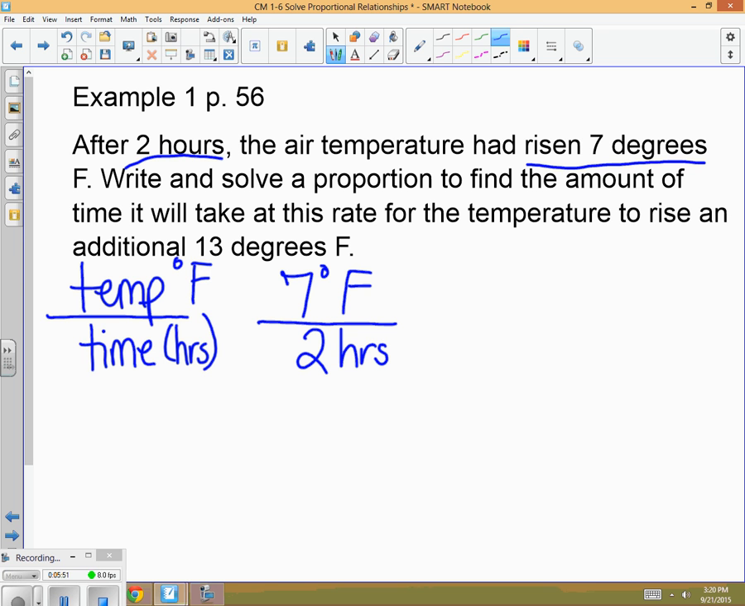It wants us to write and solve a proportion. Now that means when we solve proportions, we need to set it equal. And we need to find the amount of time it takes for the temperature to rise to 13 degrees Fahrenheit. Now, since it doesn't tell us the amount of time it takes, let's call the time with a variable t. So t stands for the time in hours.